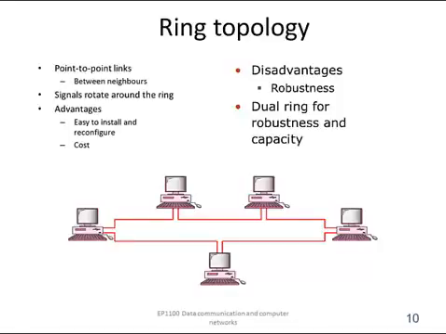So when a signal is sent out from one computer, it will circulate around the ring and be able to deliver a message to all the computers around the ring. Advantages are similar to the bus network: it's easy to install and to configure, and has a low cost. But of course, if any link breaks, then the whole network is non-functional. It's possible to increase the robustness by having 2 rings and also to get more capacity that way.